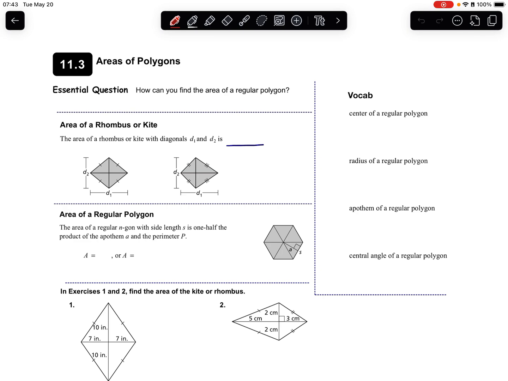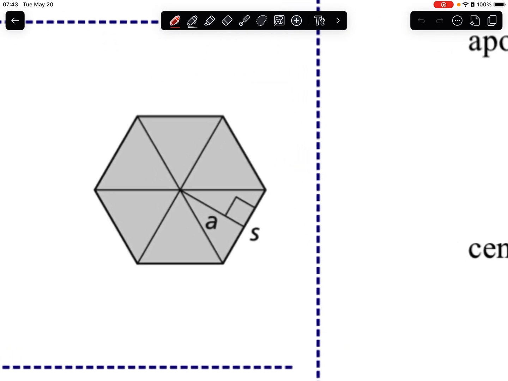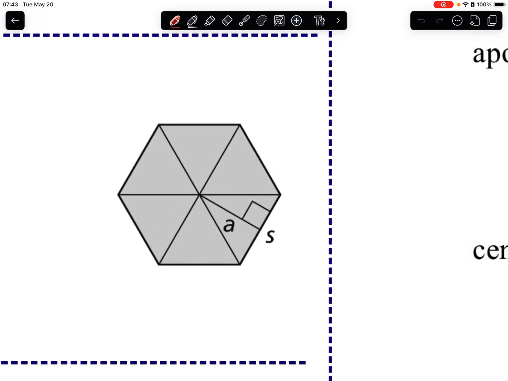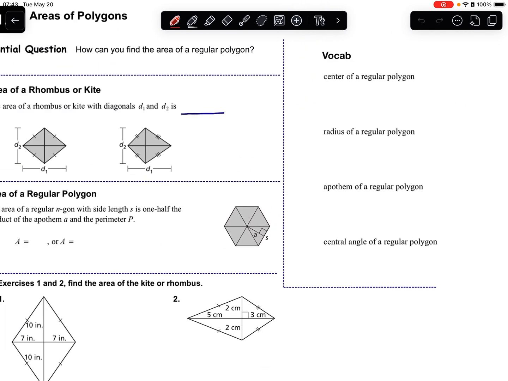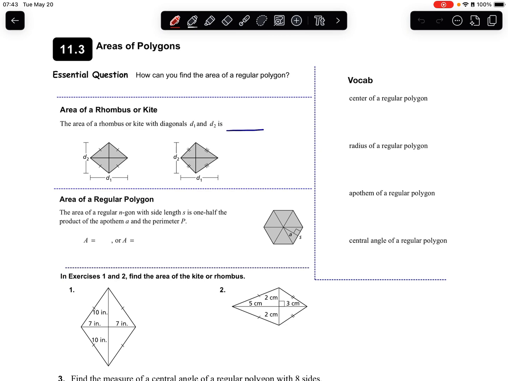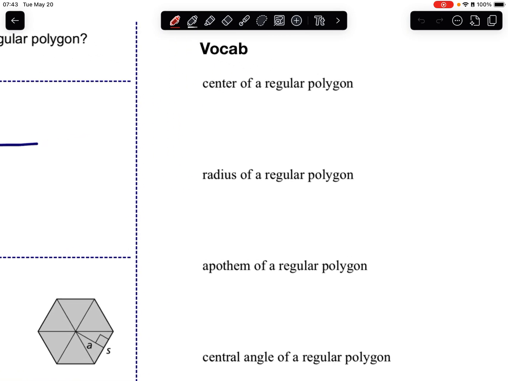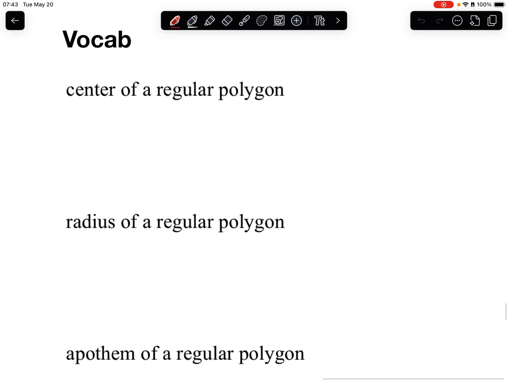Lesson 11.3, areas of polygons. Today we're trying to figure out what is the area of a given polygon, whether it be like this one, a hexagon, or maybe something more complex, a duodecagon. And the idea comes back to triangles.